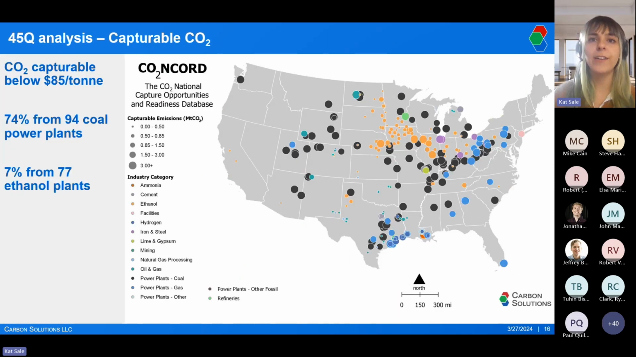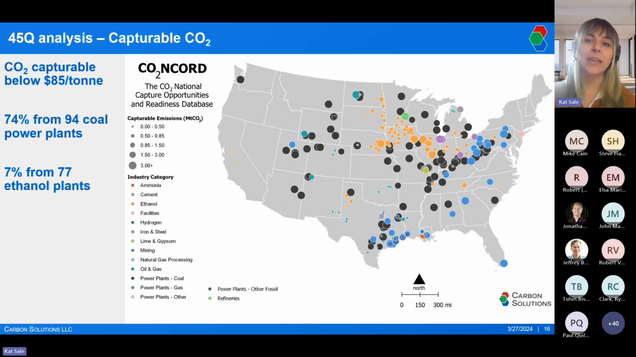So if we move forward, let's look at a 45Q analysis. A primary use for Concord is screening for low-cost facilities. Per the 2022 amendment of the U.S. Inflation Reduction Act, the U.S. 45Q tax credit offers $85 per ton of captured and geologically sequestered CO2. This map shows all capturable sources across the U.S. that are estimated to be capturable below $85 per ton, and the cost of transport and storage is not considered here. There are 94 coal power plants shown, and together they represent 74% of this low-cost capturable CO2.